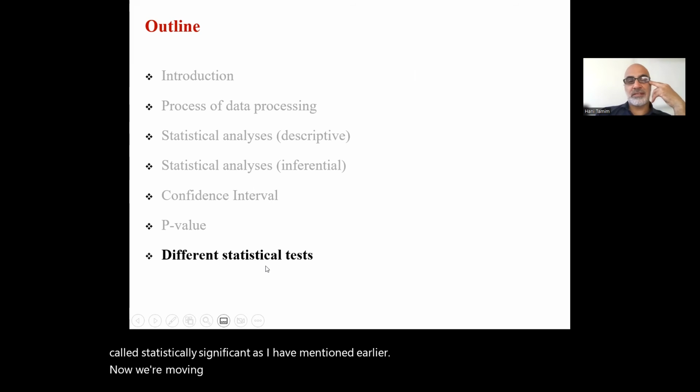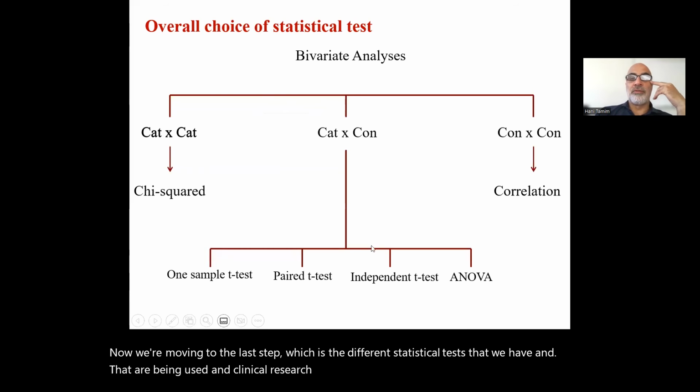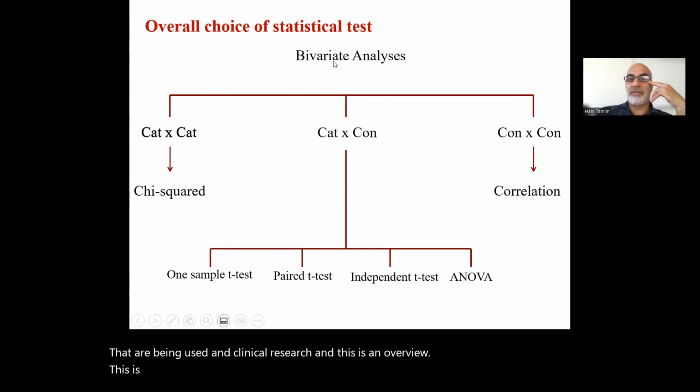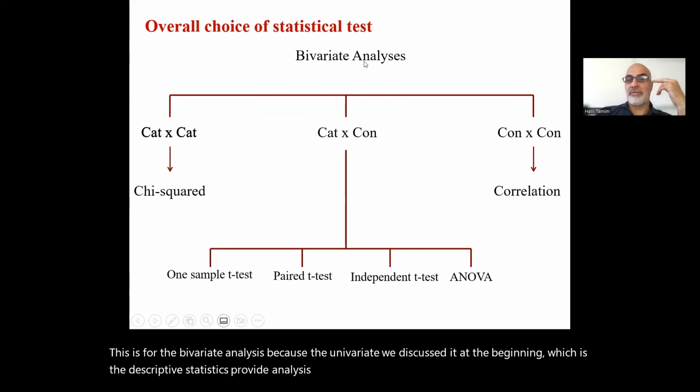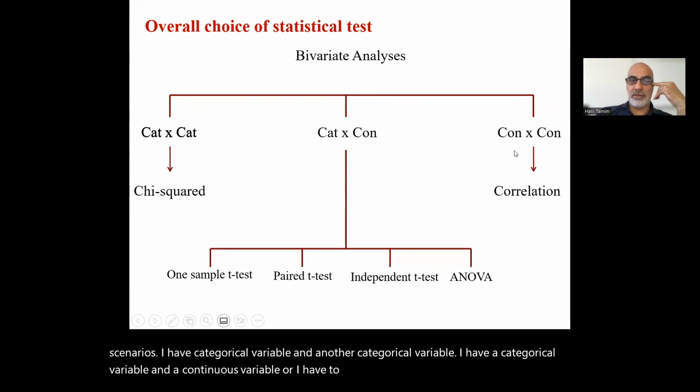Now, we're moving to the last step, which is the different statistical tests that are used in clinical research. This is an overview for the bivariate analysis, because the univariate, which is the descriptive statistics, we discussed at the beginning. The bivariate analysis is when I have two variables, and there are three scenarios. I have a categorical variable and another categorical variable, a categorical variable and a continuous variable, or two continuous variables.